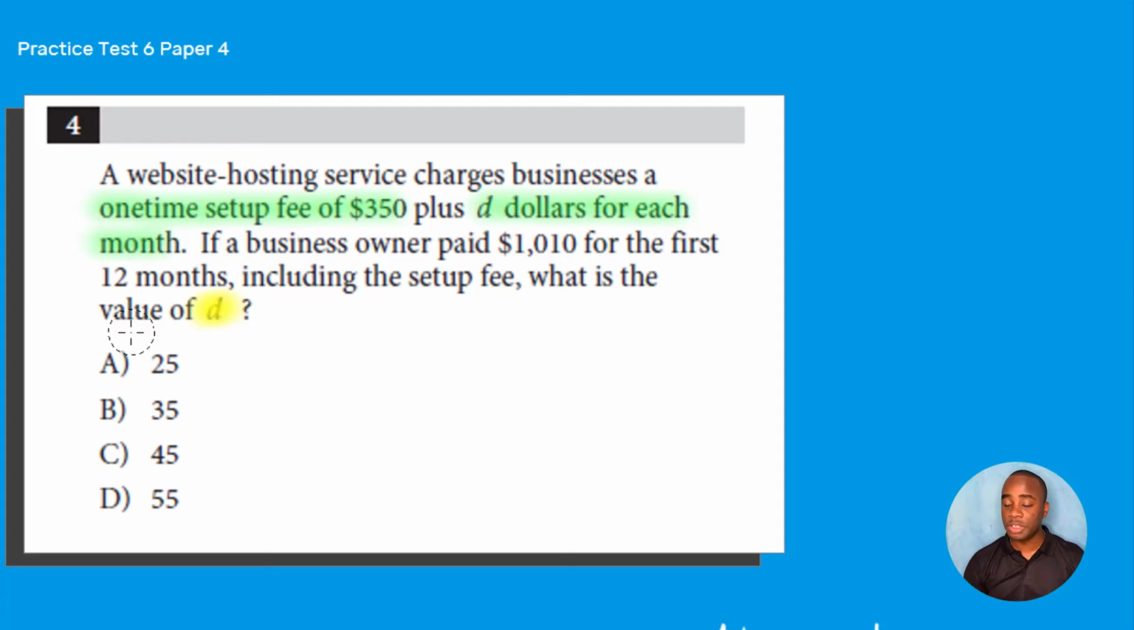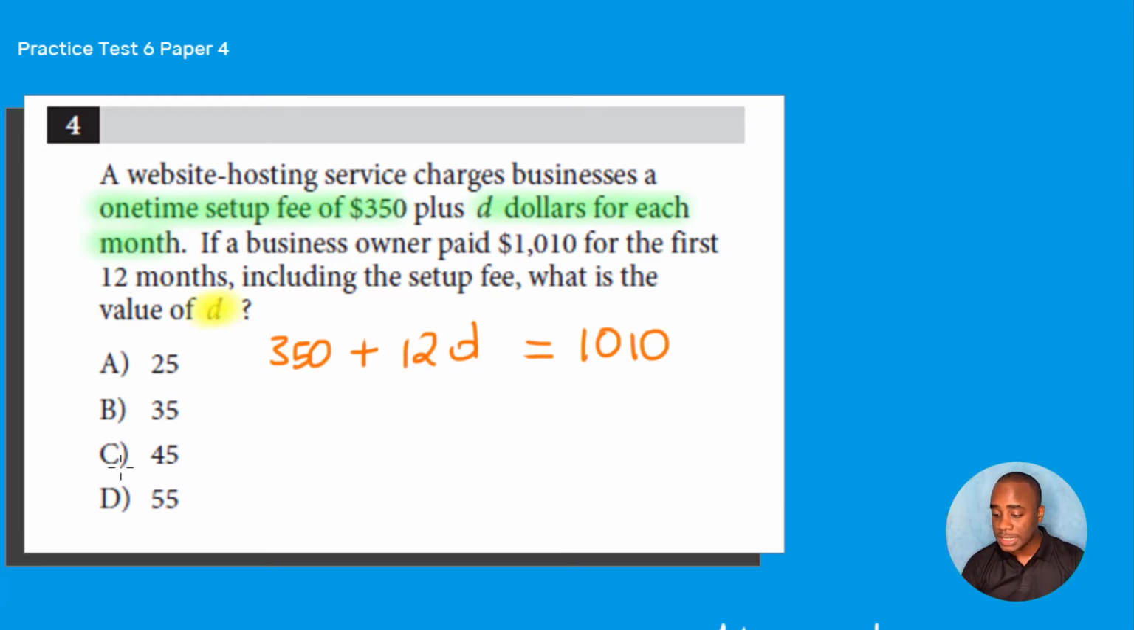So it's basically $350 plus D times whatever number of months we're looking for. Since it's for 12 months and it's D dollars each month, then the total fee is going to be 12 times D plus that $350 fee. Now we know that this should be equal to 1010. So the question is, which one of these numbers is it?